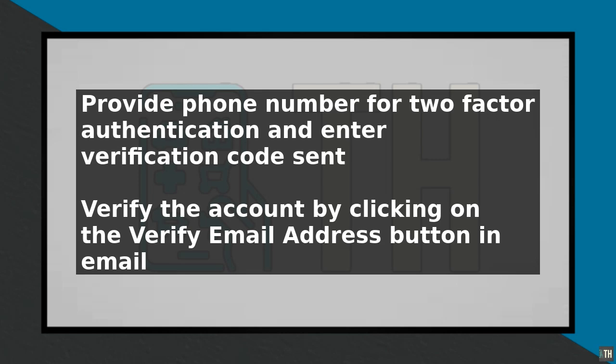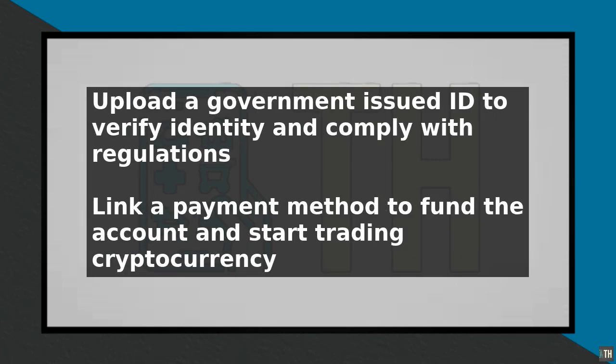Once you have completed the verification process, you can start using your Coinbase account to buy, sell, and store cryptocurrency. You can link a payment method, such as a bank account or credit card, to fund your account and start trading. It is essential to use strong passwords and enable two-factor authentication to protect your account from unauthorized access.